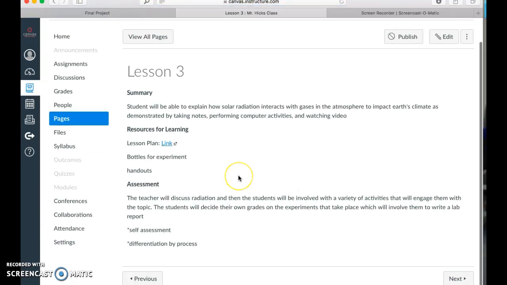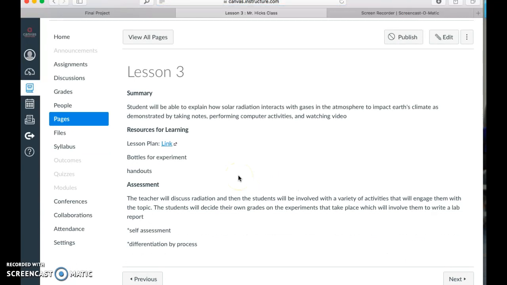For the third lesson, I used self-assessment and differentiation by process. And for this lesson, the students were able to explain how solar radiation interacts with gases in the atmosphere to impact Earth's climate, as demonstrated by taking notes, performing computer activities, and watching a video. And for the assessment, the teacher will discuss radiation, and then the students will be involved with a variety of activities that will engage them with their topic. The students will decide their own grades on the experiments that take place, which will involve them to write a lab report.